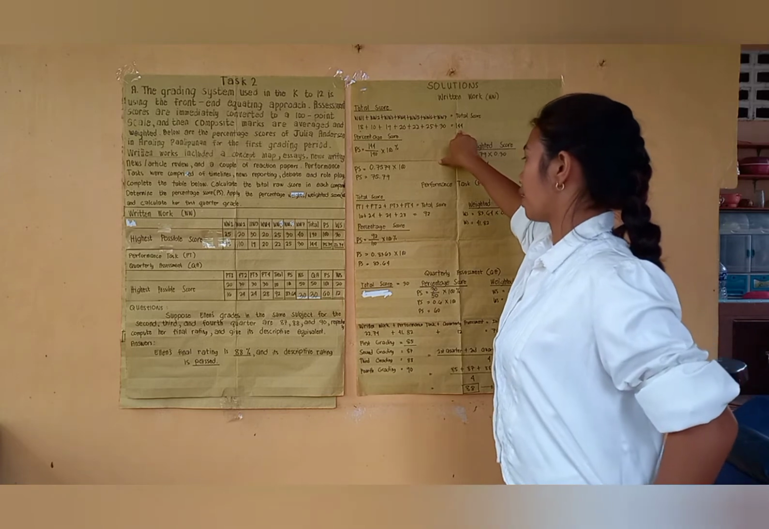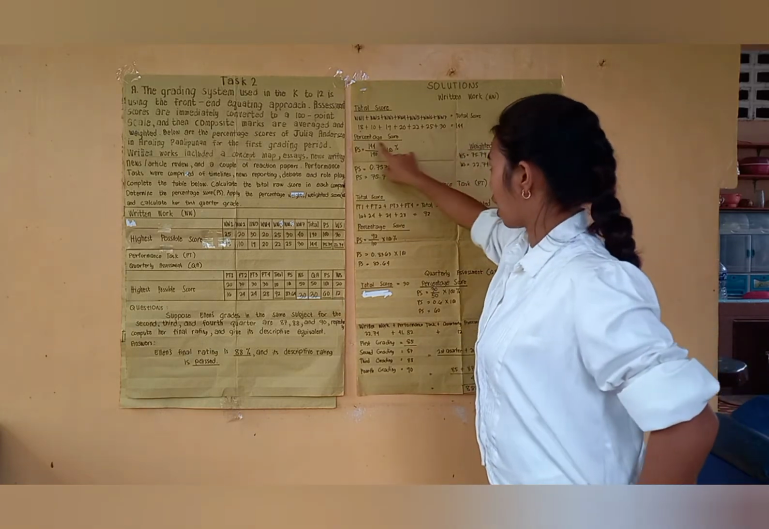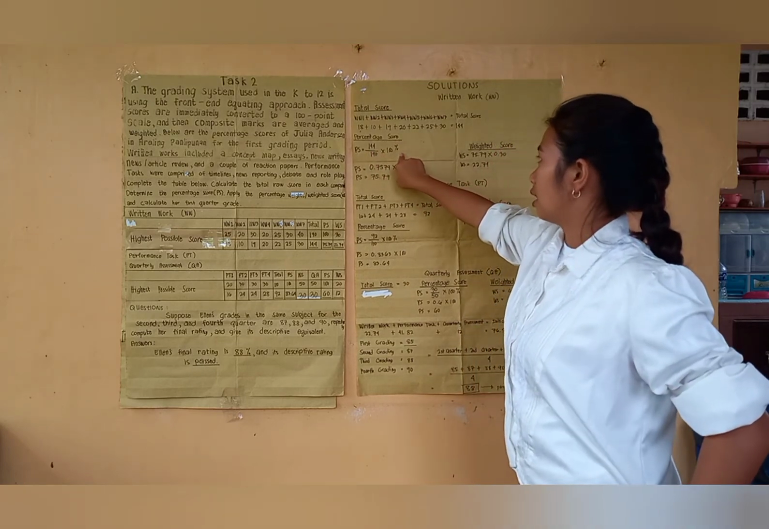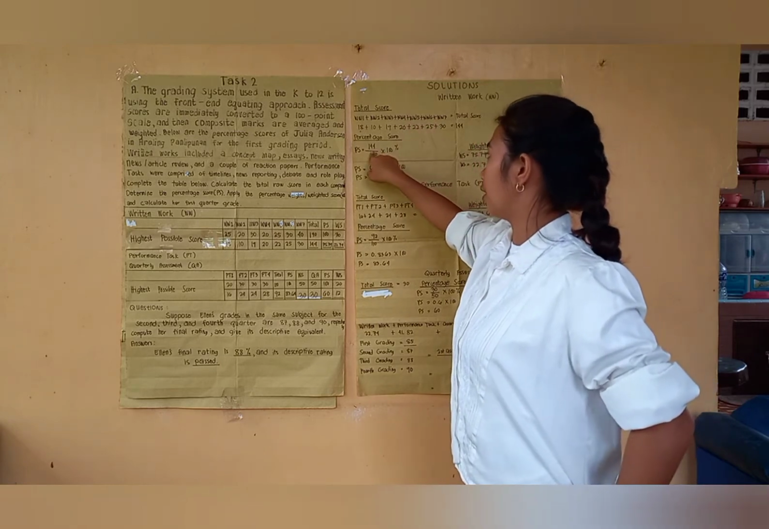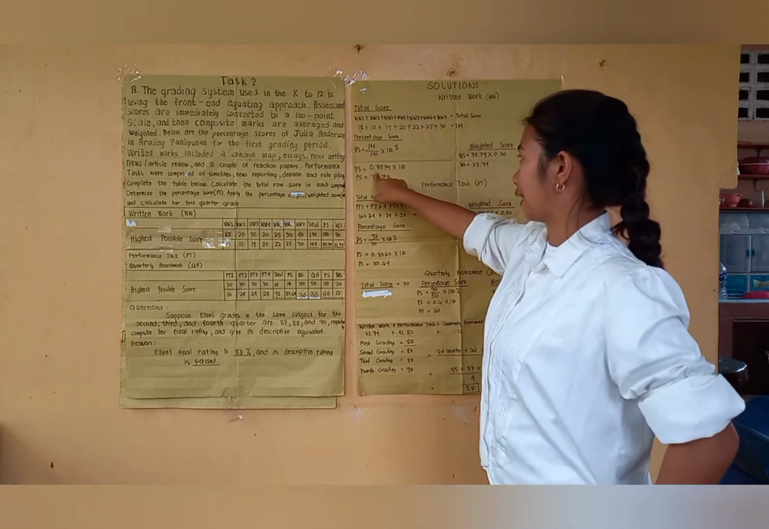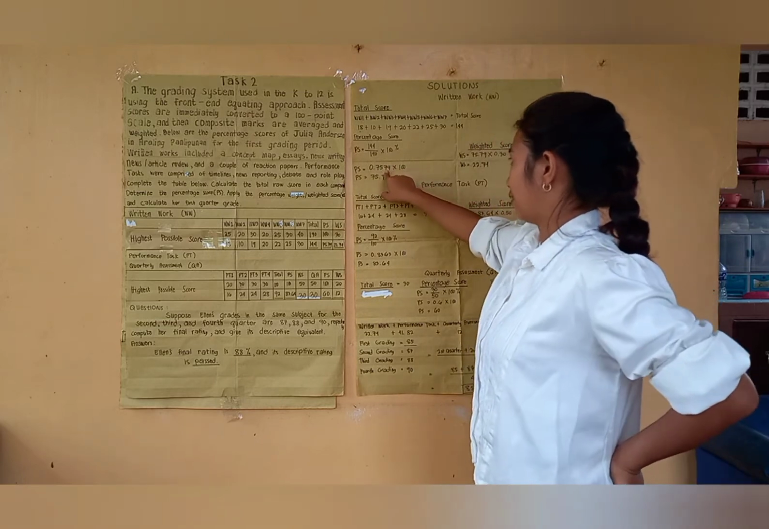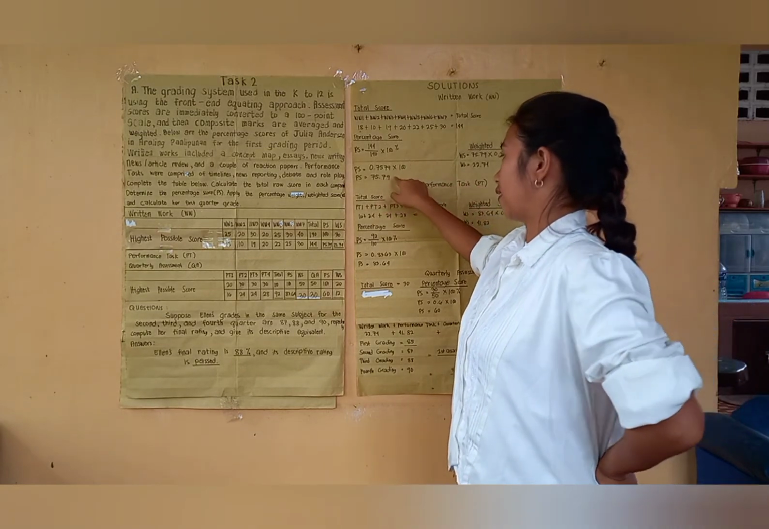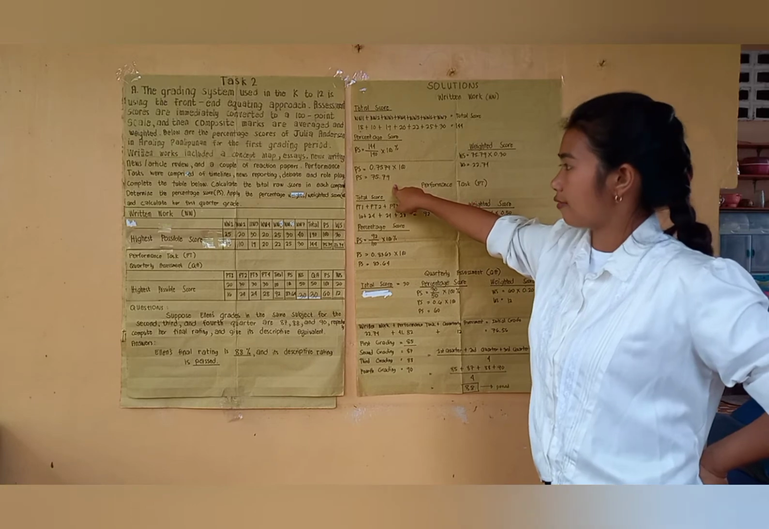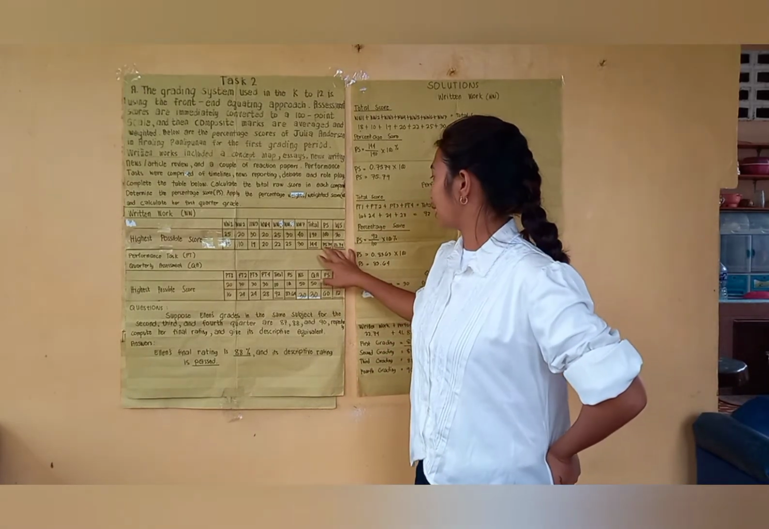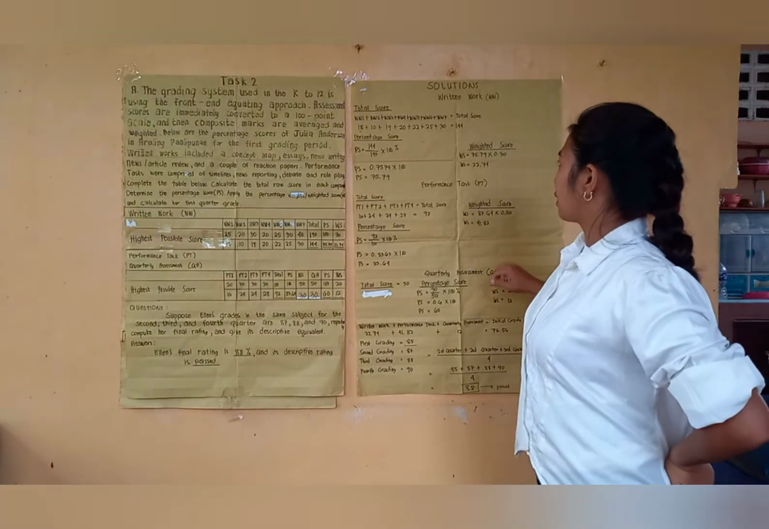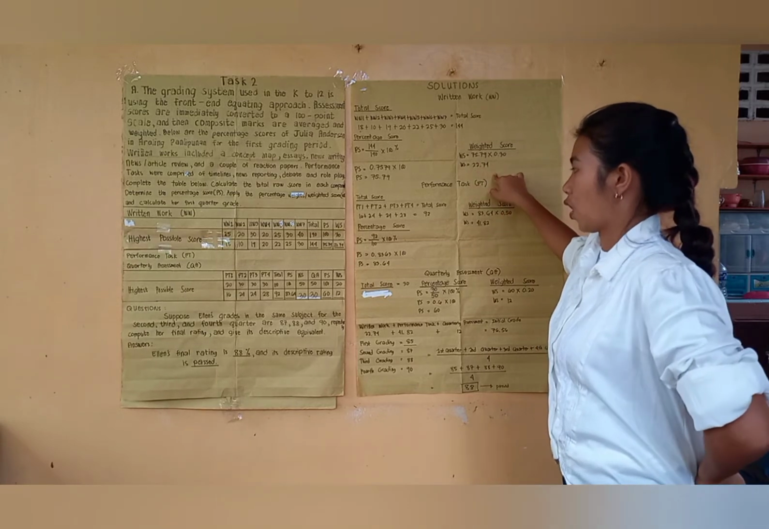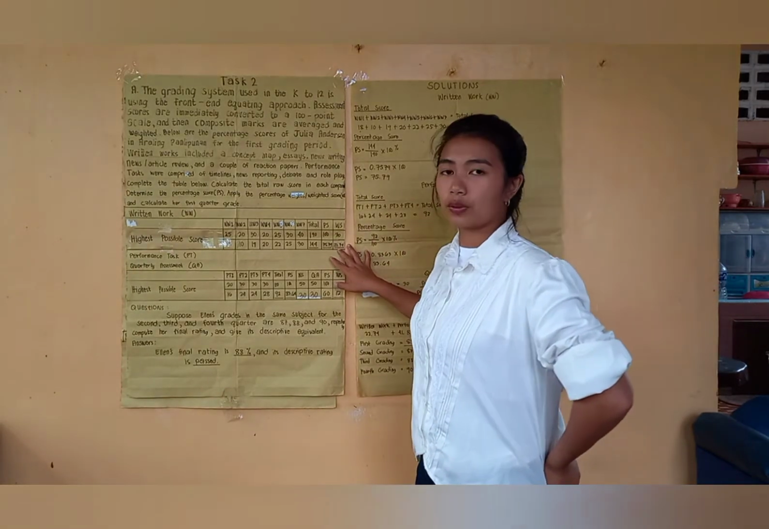And percentage score: 144 divided by 190 times 100%. So 144 divided by 190 is 0.7579, times 100. So the result is 75.79. So the percentage score of written work is 75.79. And the weighted score, 75.79 times 0.30 equals 22.74. So the weighted score of written work is 22.74.